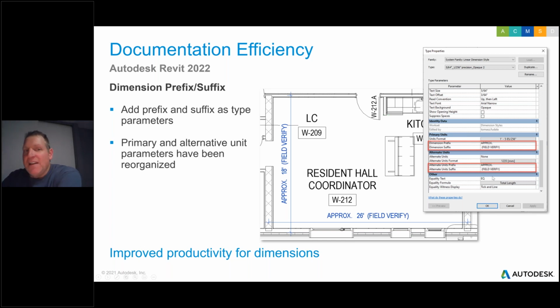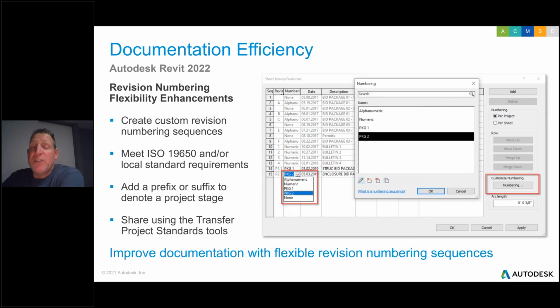All right. This next one I think is going to help a ton of people. It's something that's been asked for quite a long time. You can finally make your own revision numbering sequences, right? So you're not stuck with the out of the box alphanumeric or numeric. You can literally define your own, and it's pretty smart and pretty intelligent. This is going to help for things like ASIs, RFIs, those kind of things.